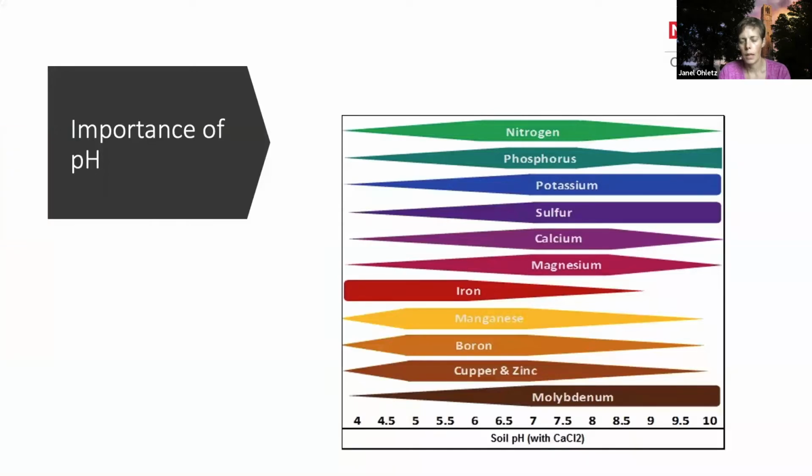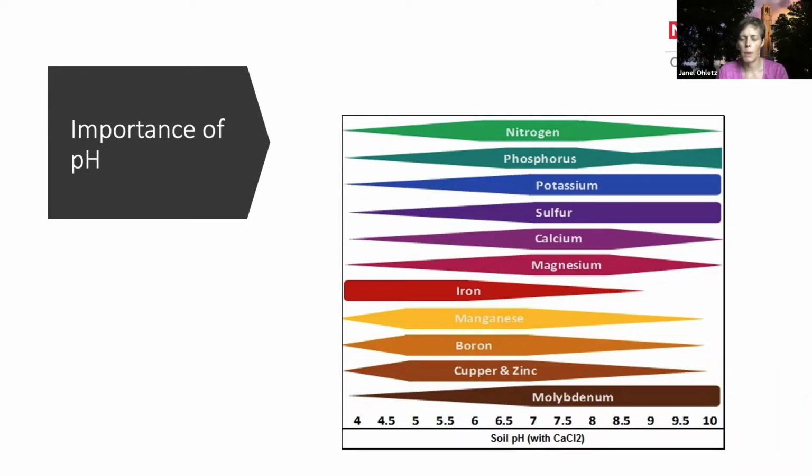Another way to illustrate the influence of pH on nutrient availability is this chart here, and it shows the basic main macro and micronutrients that are needed for the plant. On the bottom is the pH scale, and it shows when the bars are really thin, the nutrient would be very unavailable within the soil, and when they're very wide, they'd be much more available. And for most plants, the ideal pH is around 5.8 to 6.8 or so.